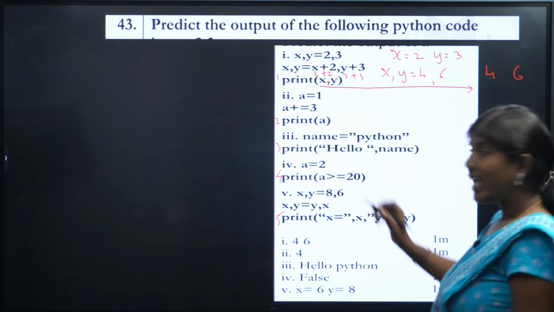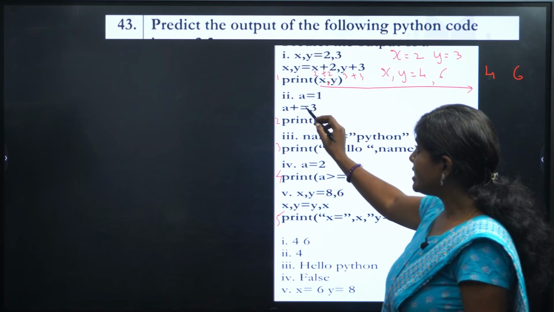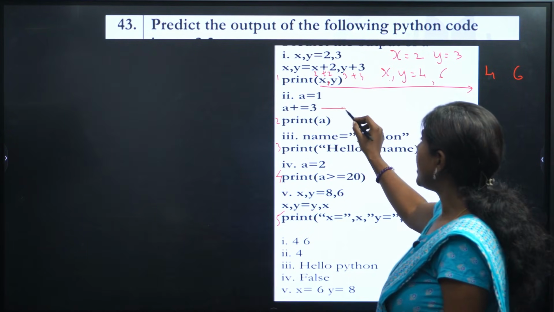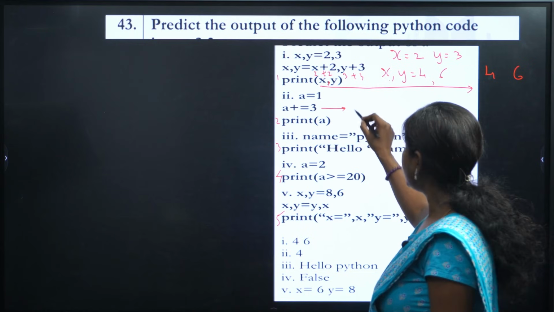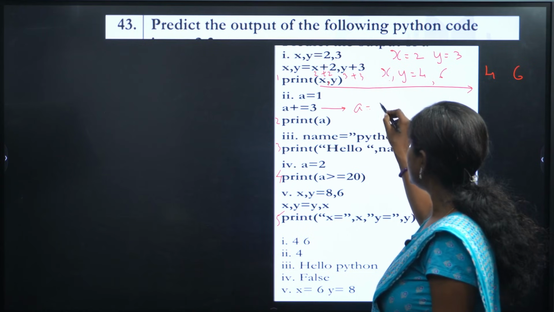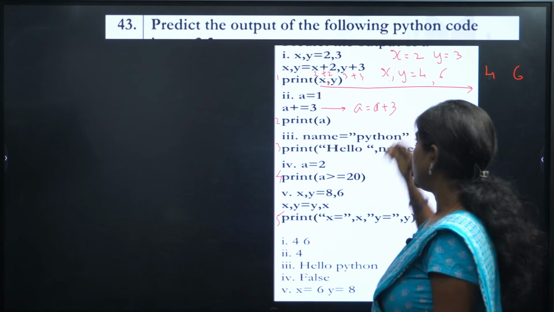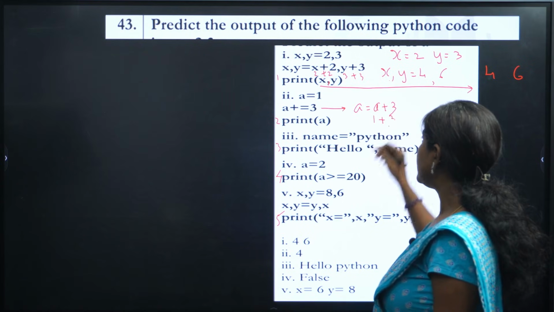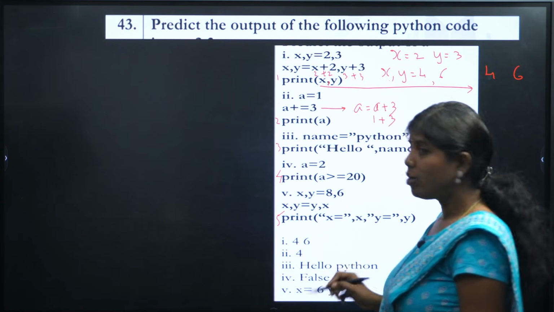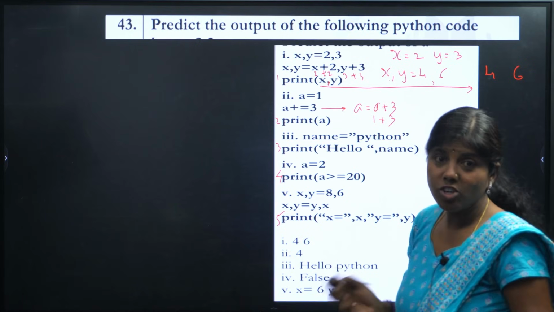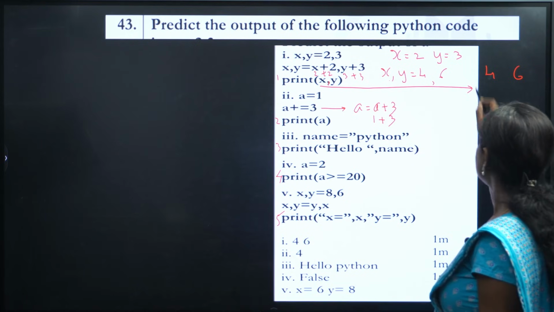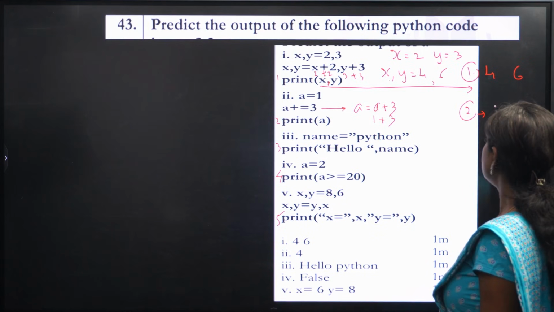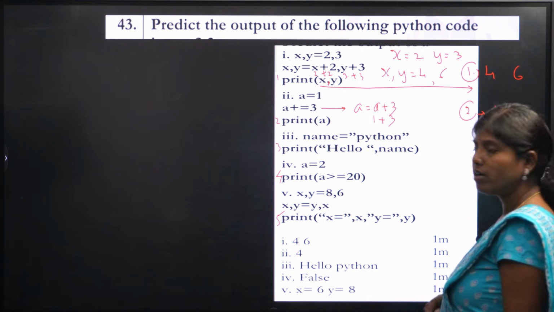Clear? a equals 1, a equals a plus 3. That means what? This is a shorthand operator. You have to write it as a equals a plus 3. What is a? a equals 1. What is 1 plus 3? 1 plus 3 equals 4. Ma'am, in this no comma is there, you need not be confused. Very simple. This is the answer. Second print statement, the answer is 4. 1 plus 3 is 4.